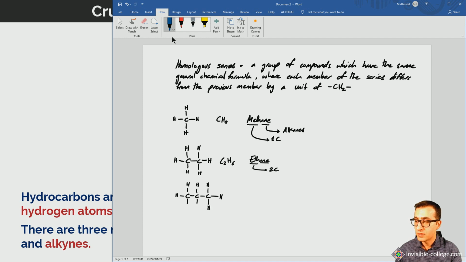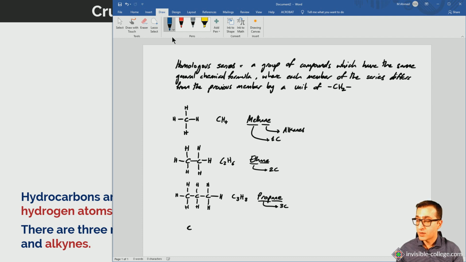So here we have the 3rd member of this homologous series. So we see here that this one has 3 carbons, so its molecular formula will be C3, and it has 8 hydrogens, H8. This is the molecular formula, and this is the displayed formula of propane. So again, we have an ane telling us it's an alkane, and we have the prefix prop. Prop means 3 carbons. So whenever you see prop in the name of an organic substance, it means 3 carbons.